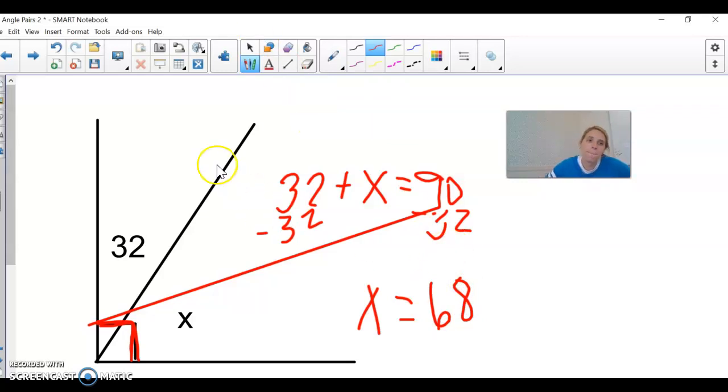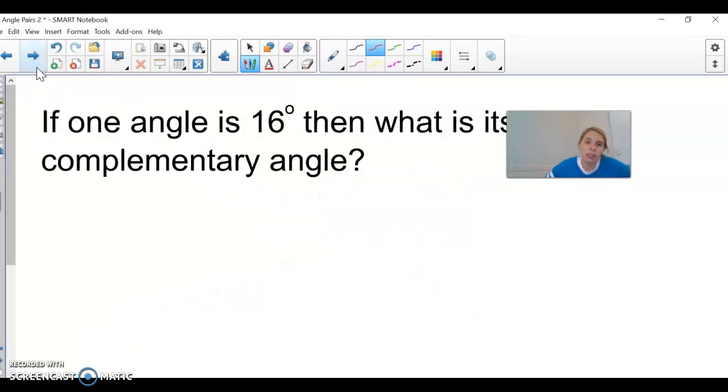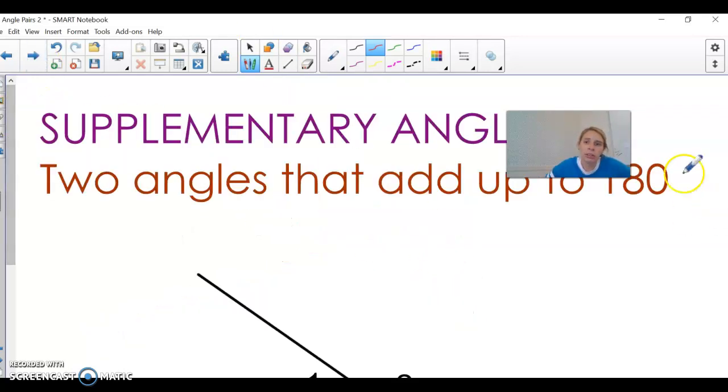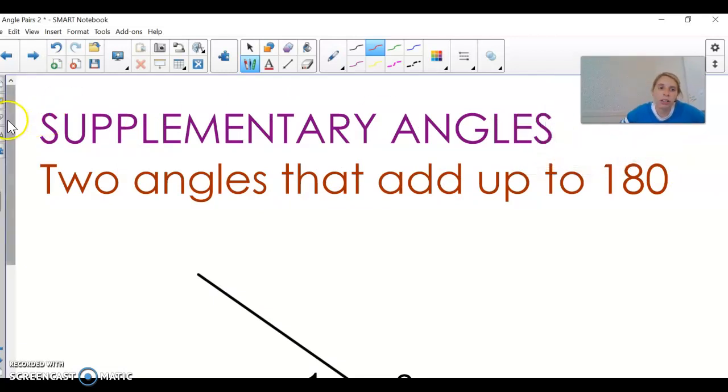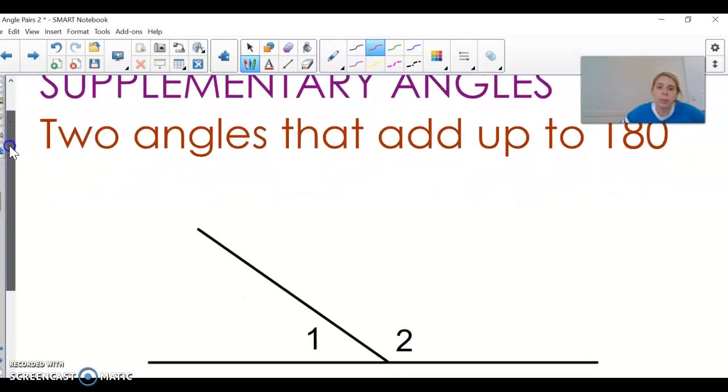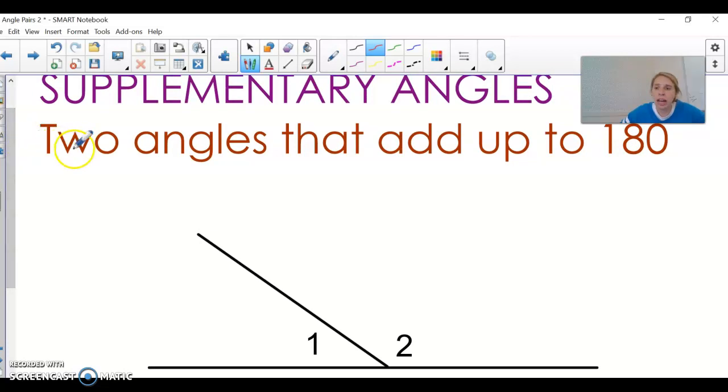And the last type of angles that we have are supplementary angles. Supplementary angles are two angles that add up together to be 180. If you look here, I have angle 1 and angle 2. They're touching this flat straight line. So supplementary angles are always going to be on a flat straight line.